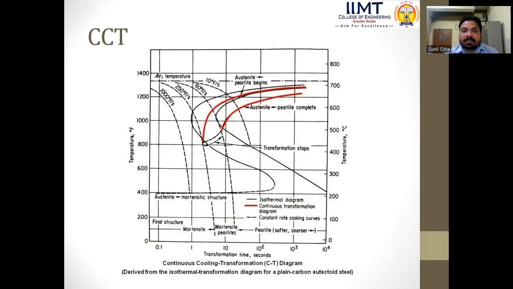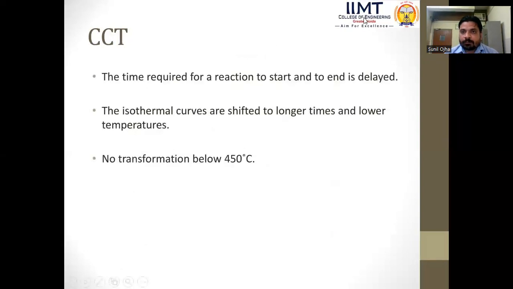Next is the CCT diagram, the continuous cooling transformation diagram. The continuous cooling transformation diagram helps us, compared to the isothermal diagram, to tell what temperature, fixed or critical, is required for doing those particular transformations. As you can see, this is the temperature in degrees centigrade or degrees Fahrenheit.